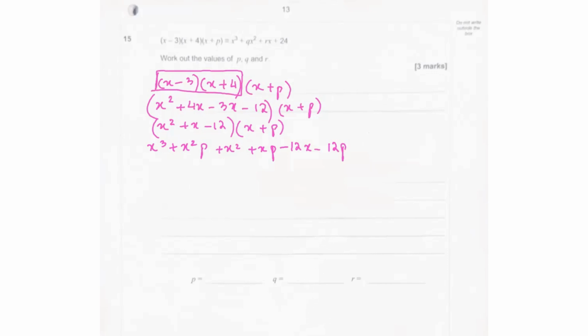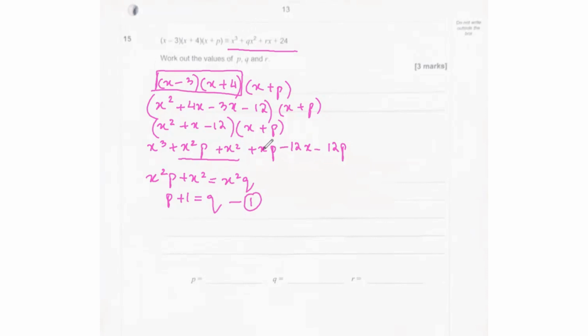We're going to put similar terms equal to each other. So on the right-hand side, x cubed is the same as x cubed, so we don't do anything to that. We have x squared q. Over here, we have x squared p plus x squared. So x squared p plus x squared equals x squared q. The x squares get cancelled out, so it's p plus 1 equals q. That is your first equation.